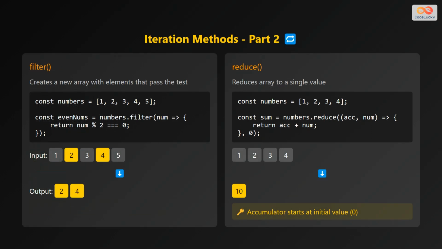Continuing with iteration methods, filter creates a new array with elements that pass a test condition. In our example, it's extracting even numbers from the array. The reduce method is incredibly powerful. It accumulates array elements into a single value. Here we're using it to calculate a sum, but it can be used for much more complex operations like grouping or transforming data into different structures.